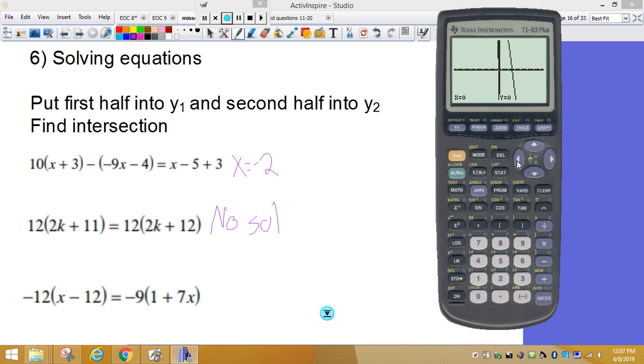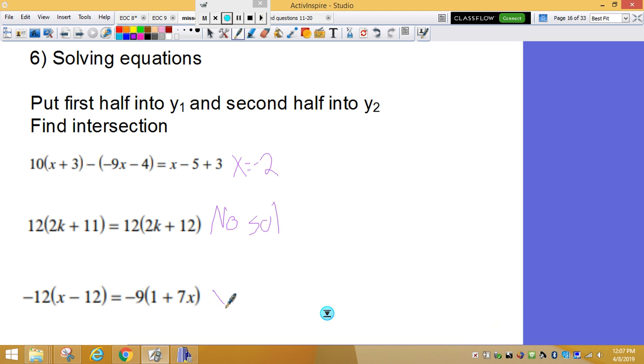All right, let's see if it'll do it. Let's try second trace, intersection, enter, enter, enter. Yep, the x is negative 3.